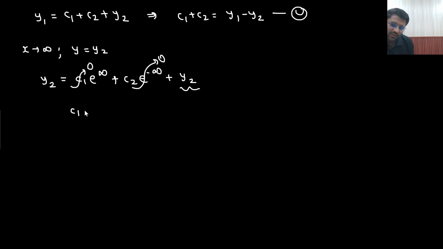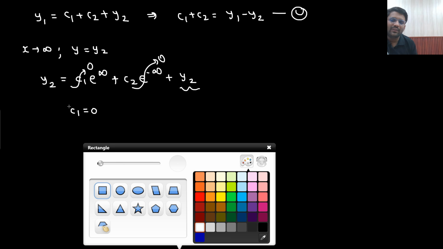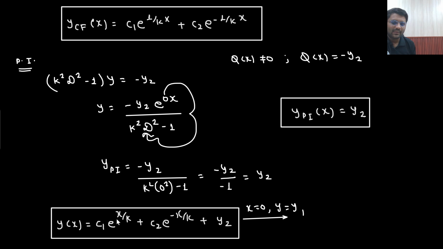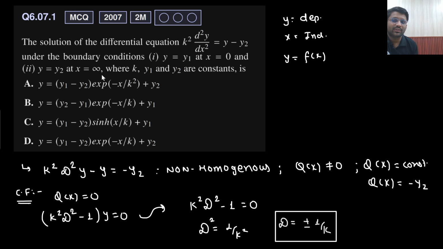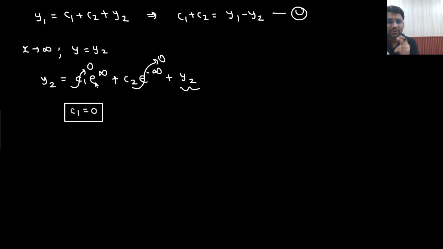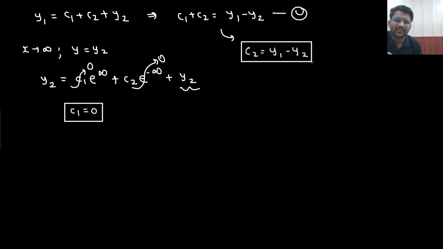So from here I get to know that C1 has to be 0, because if x is tending to infinity, the whole function would go to infinity, but they are saying it equals some constant value, y2. That is only possible if C1 is 0. So what will be your C2? If C1 is 0, C2 comes out to be nothing but y1 minus y2. So there you go, this is the scenario that we are getting.